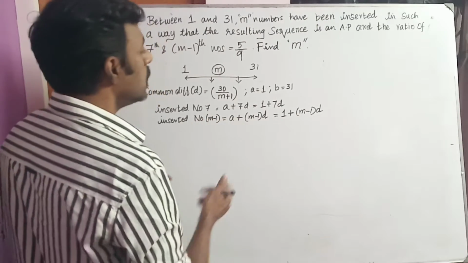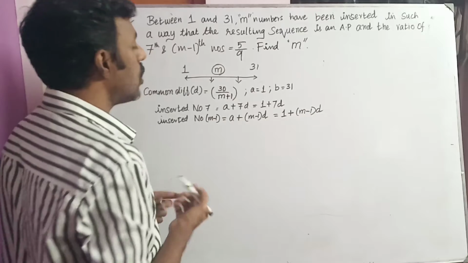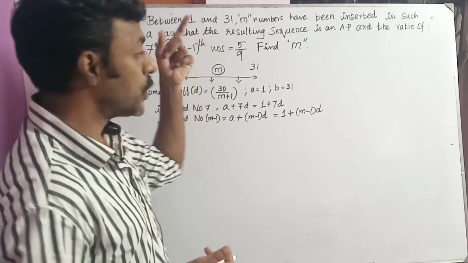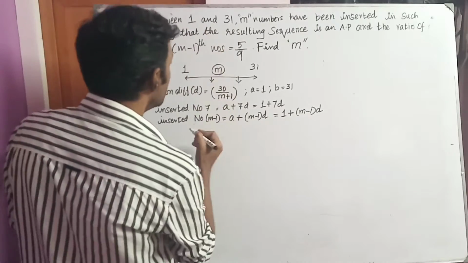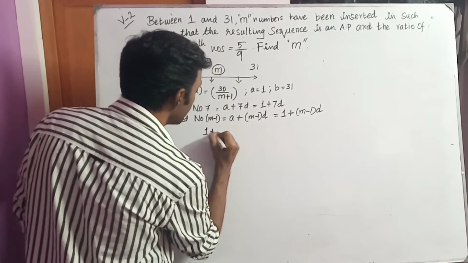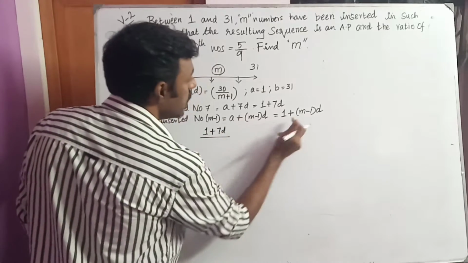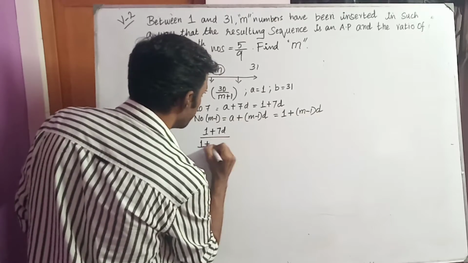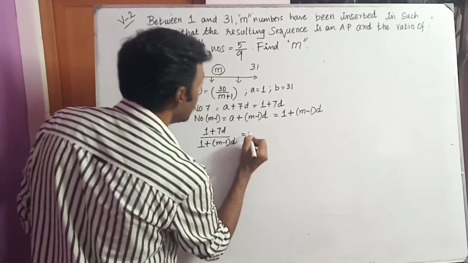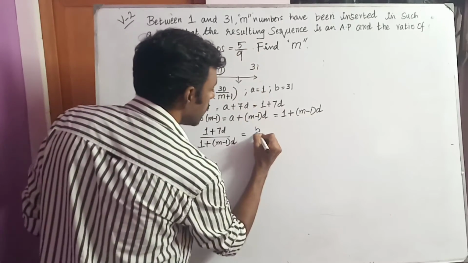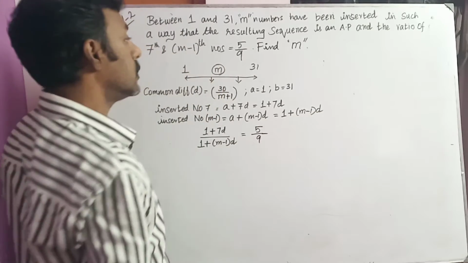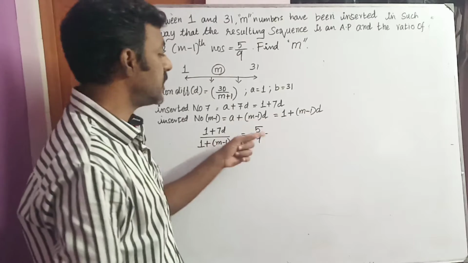So two terms I had got. Now here they had already asked the ratio. In the question they had asked a ratio. So ratio means the 7th term and the m minus 1 term. So it will be the 7th term, which is nothing but 1 plus 7 into d, divided by this term, that is 1 plus m minus 1 into d, which is nothing but 5 upon 9. So this is the expression.